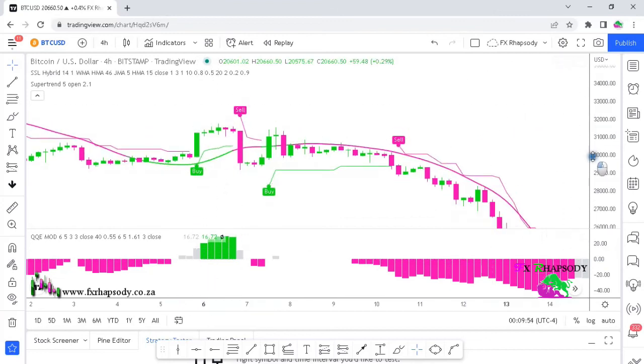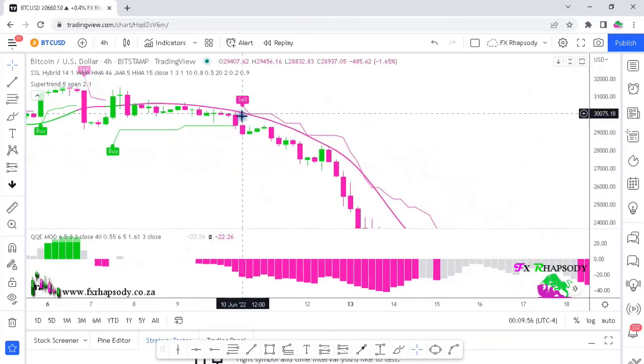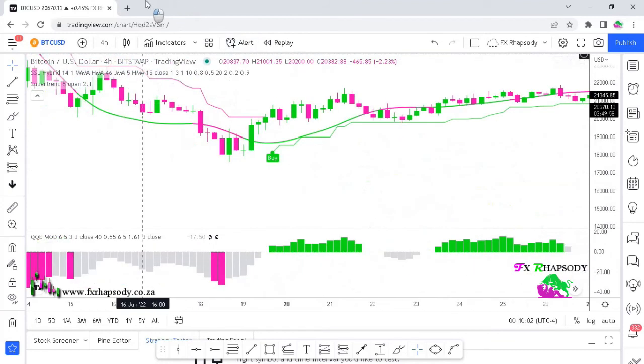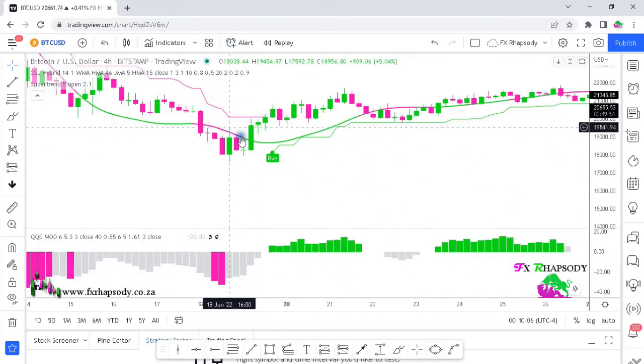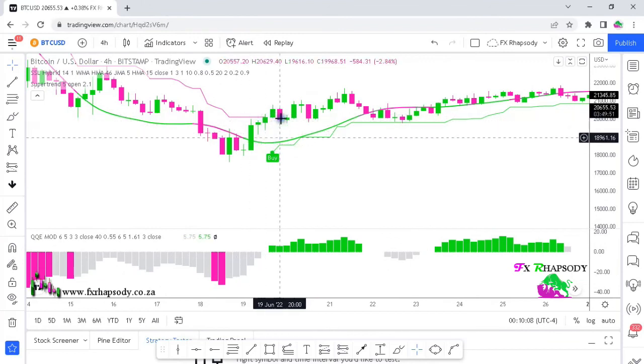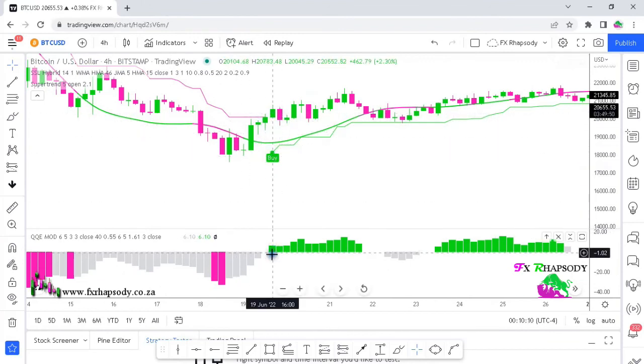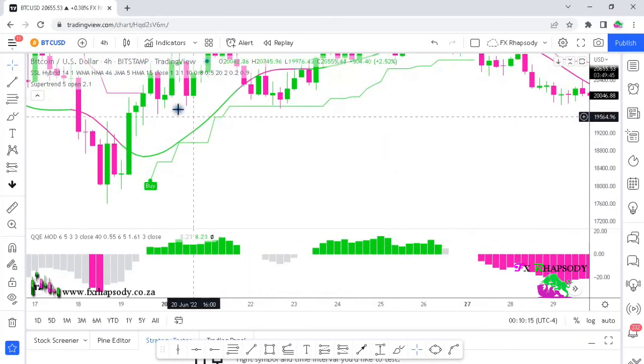So make sure all your things are aligned. Price needs to be below the band. It needs to be a sell. It needs to be pink. Then you can go. For a buy, price needs to be above the SSL hybrid band, basically. It gives a buy signal. It gives a green bar. It's go time.